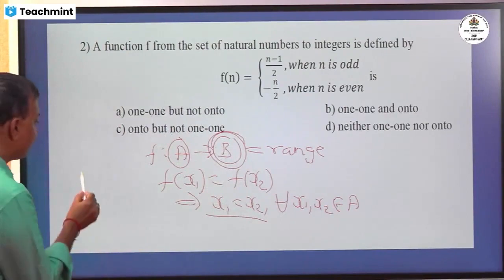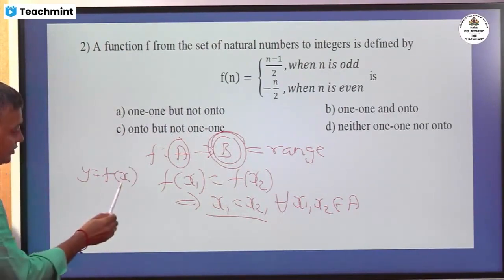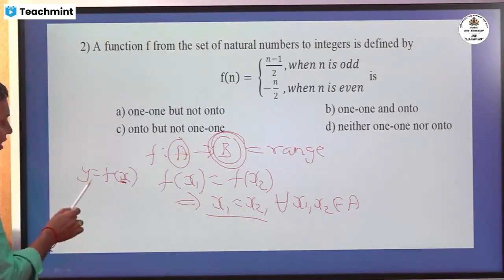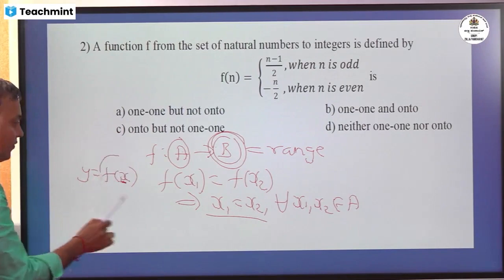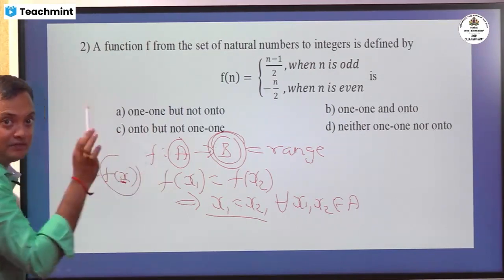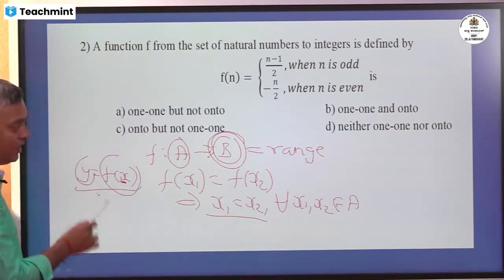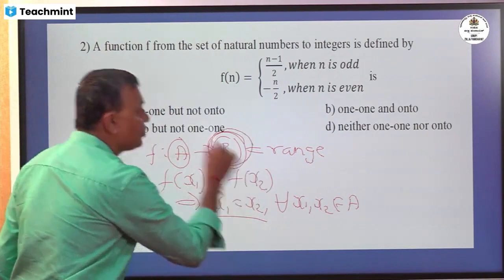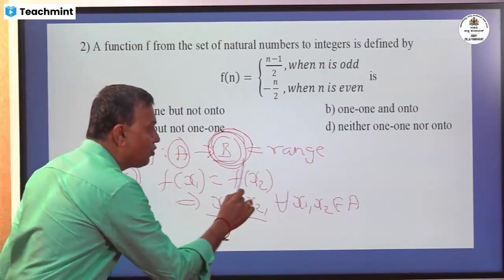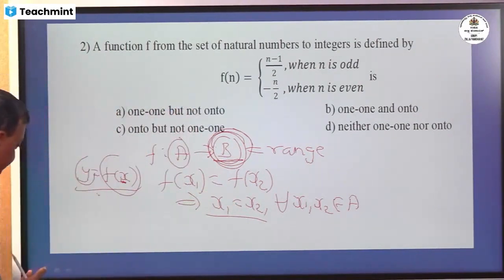So in the function y equal to f of x, the set of values of x belonging to A is called the domain, and the corresponding value of f of x or y is called the range or image set. Correct? So the range or image set is a subset of the codomain. If the range or image set is equal to the codomain, then that function is onto.